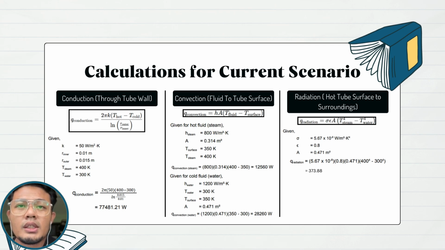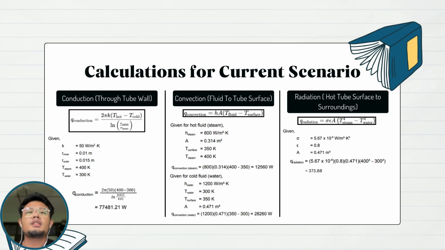The T water is 300, T surface 350, and the area is 0.471. Okay, the Q convection for water is 28,260 watt. If you see at the right side of the slide, we can see the radiation formula for the hot tube surface to the surrounding.